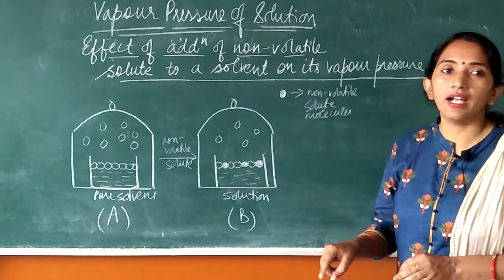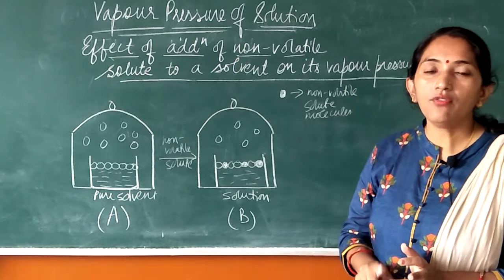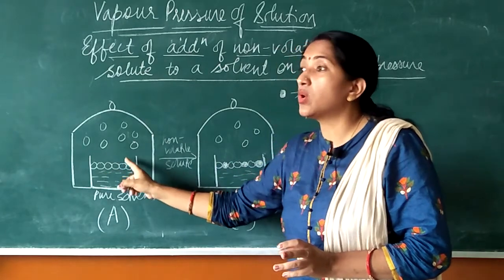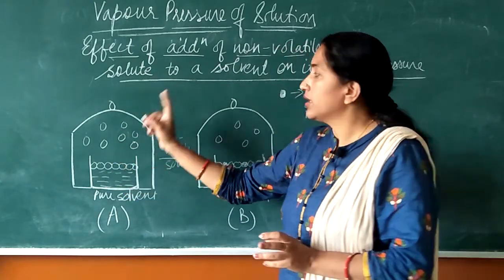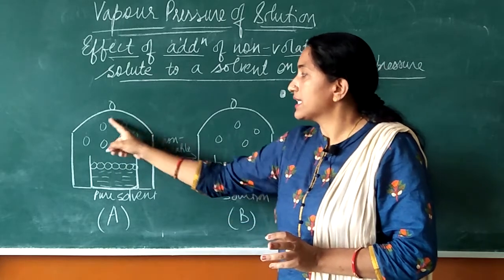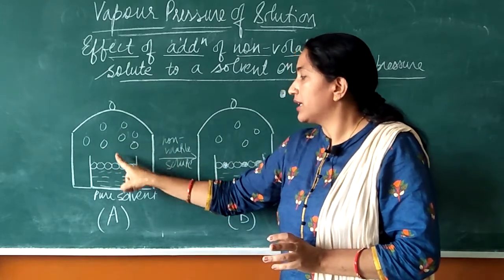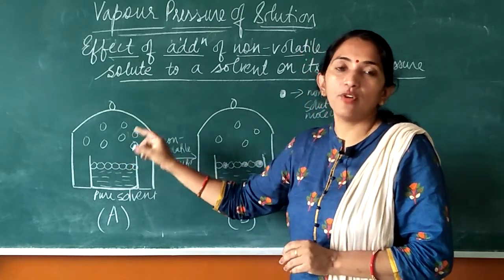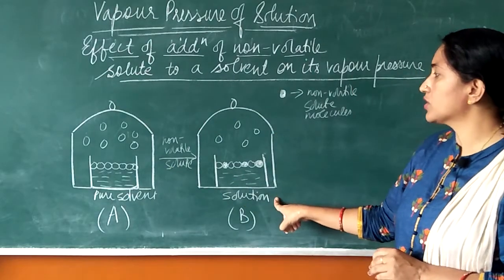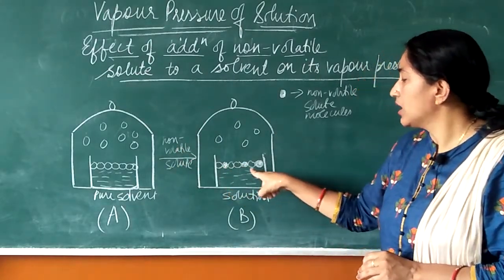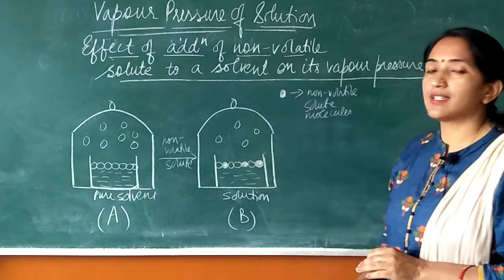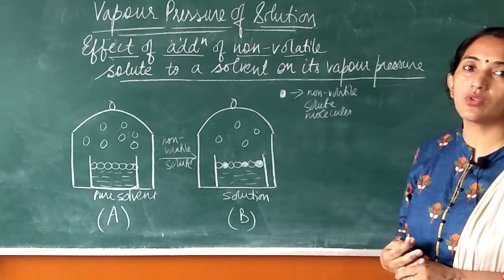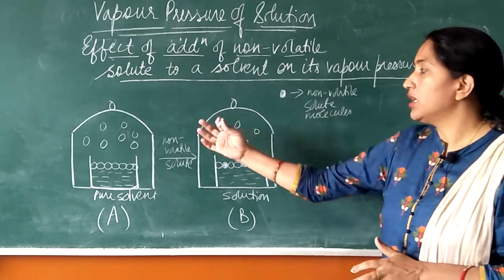So the vapor pressure of the pure solvent, since more vapors are formed, will be exerted more. The greater the volatile component, the more vapor pressure is observed in the case of a pure solvent. Whereas in the case of a solution containing a non-volatile solute, the vapors formed will be less. As a result, the vapor pressure of the solution is going to be less than that of the pure solvent.